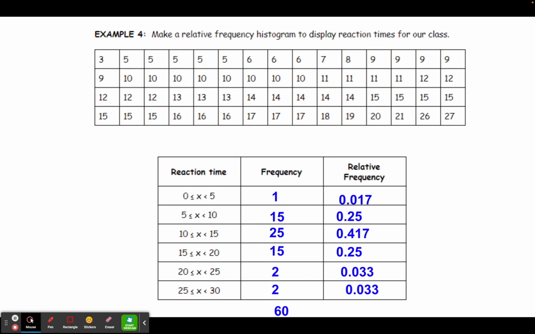Now we can go ahead and make our histogram. And I'm going to make a relative frequency histogram in this case. I'm going to put my reaction times on the horizontal axis, and I'm going to label like this. So my class width was 5, and that will be the interval that I use on my horizontal axis. And notice that I'm not labeling 0 to 5, 5 to 10, 10 to 15, and so on. I'm just labeling it like a consistent numerical scale, and they're equally spaced.